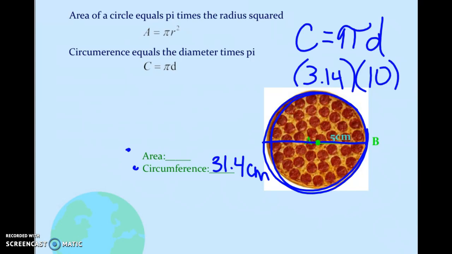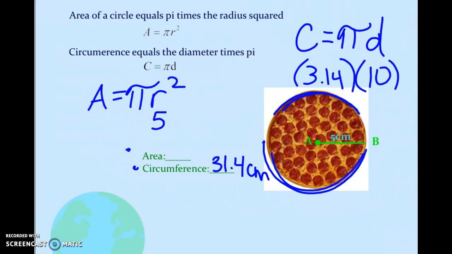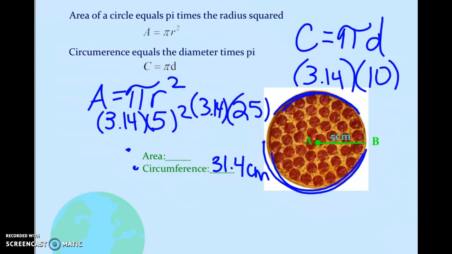Now, area is pi r squared. Originally we were given the radius, so we actually are going to use the radius in your area formula. So you plug in your numbers, and then you have to do the order of operations. So 5 to the second power is 5 times 5, which is 25. And then we're going to do 25 times 3.14. Pause the video if you need to catch up. And it is 78.5 centimeters squared.